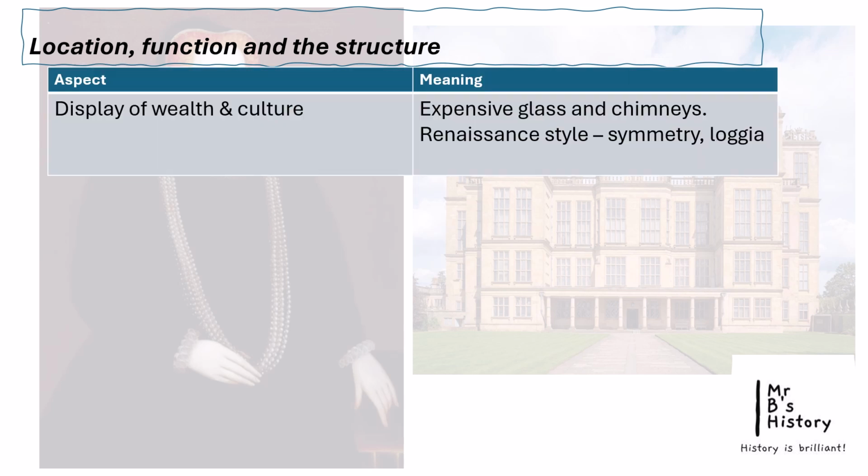It's also a display of wealth and culture. There's lots of ways you can show off you've got lots of money. One of the ways is spend it on expensive stuff like glass and chimneys, and show how cultured and refined and simply brilliant you are by building in the new Renaissance style from Italy. So it's symmetry. If you cut Hardwick Hall in half, it would look the same. You have new and innovative things like a loggia, this walkway so you can walk sort of outside but not get wet. Nice.